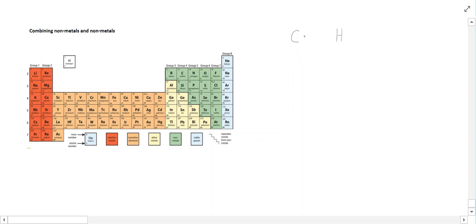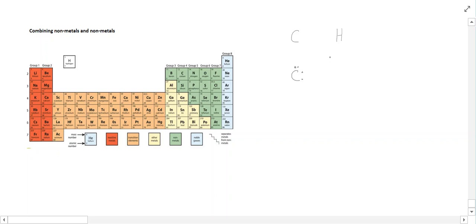So in what way are carbon and hydrogen going to bond? One way to think about this problem is to ask where carbon is on the periodic table. It is within group 4. Remember, if it's within group 4, that means it has 4 electrons in its outer shell: 1, 2, 3, 4. That also means carbon needs 4 more electrons in its outer shell.